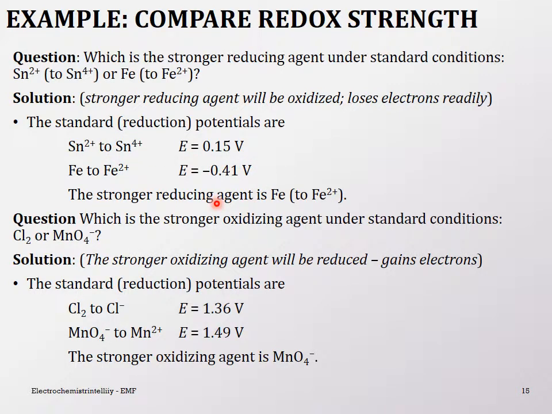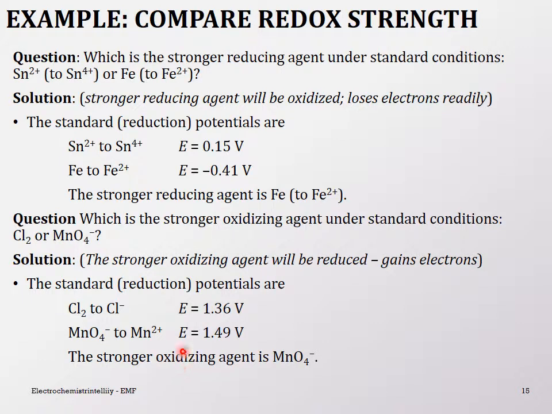Which is a stronger oxidizing agent in standard conditions, chlorine or the permanganate ion? In this case, a stronger oxidizing agent will be reduced, which means it will gain electrons. So chlorine gains electrons to give chloride ions, and the permanganate ion will give manganese 2+. Here the manganese is 7+, so it's going from 7+ to 2+. These are the voltages for both of them, where chlorine accepting electrons takes 1.36. So this is the more positive value, and again, the larger the value, the stronger the oxidizing agent.